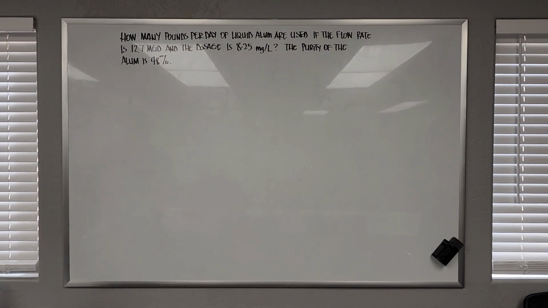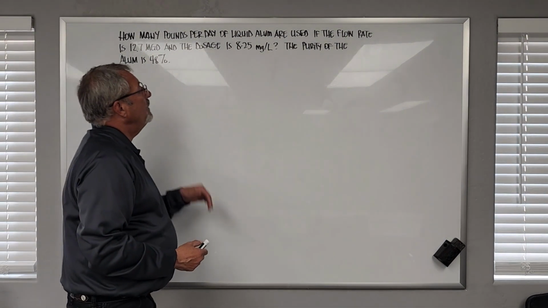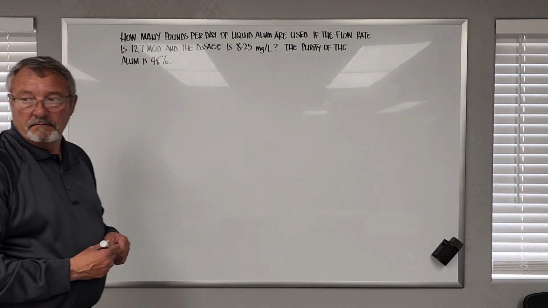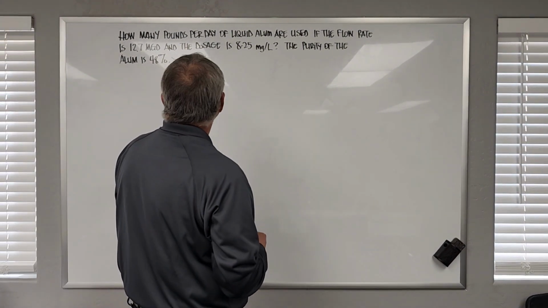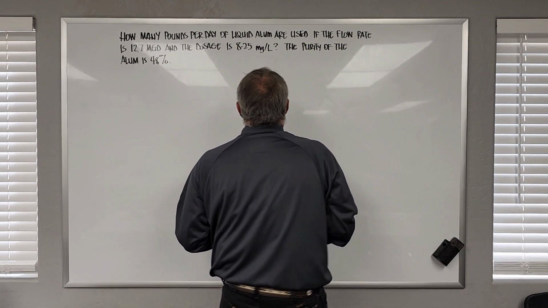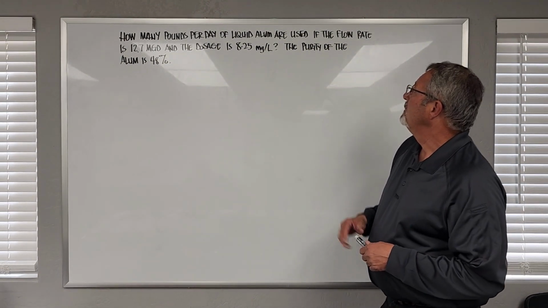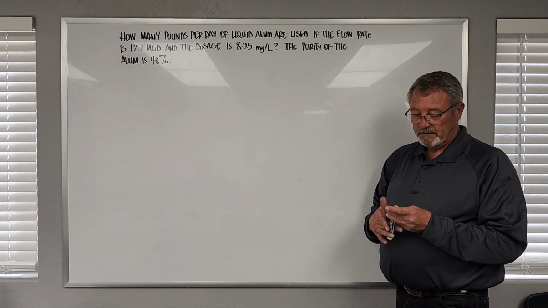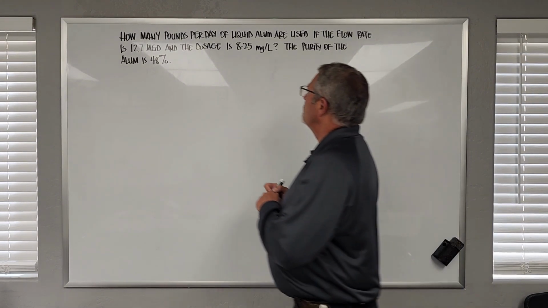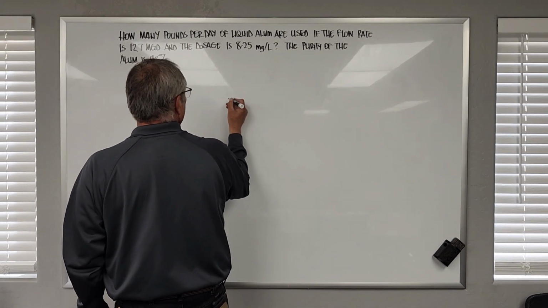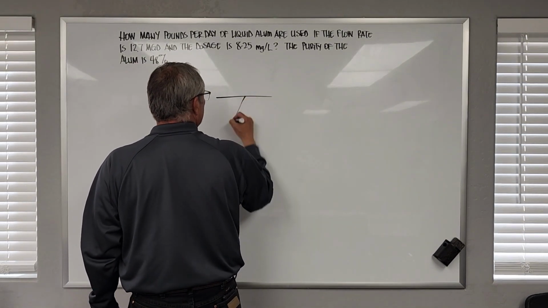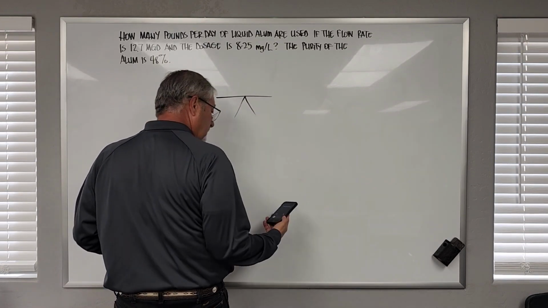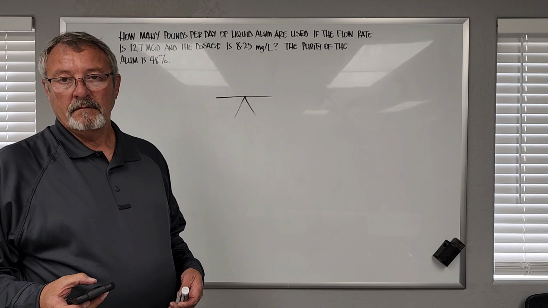How many pounds per day of liquid alum are used if the flow rate is 12.7 million gallons per day and the dosage is 8.25 milligrams per liter? The purity of the alum is 48%. So we're going to start with the pie wheel. Go ahead and stop it.